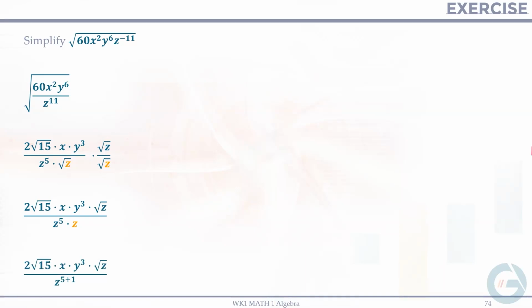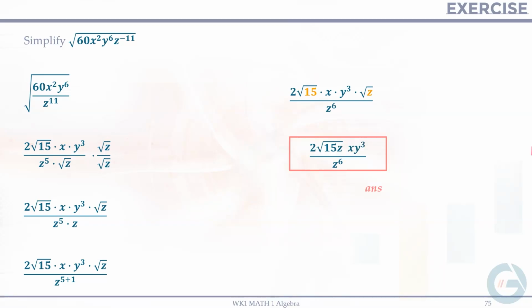So this is equivalent to 2 square root of 15 times x times y cubed times the square root of z, divided by z raised to 6. Okay, so we have two expressions, 15 and z, under the radical sign, which means we can combine this one, right? So this is the final answer: 2 square root of 15z times x y cubed over z raised to 6. So why can we combine this one? Take note, we can distribute this radical sign over multiplication, meaning we can separate, right? So they are equivalent. Okay, so this is the answer for this exercise.